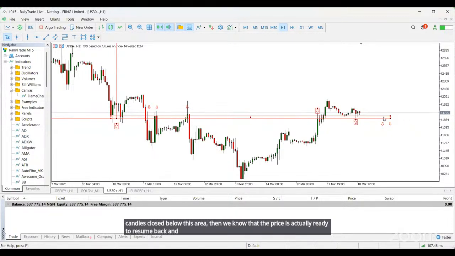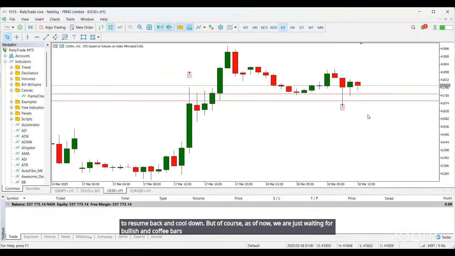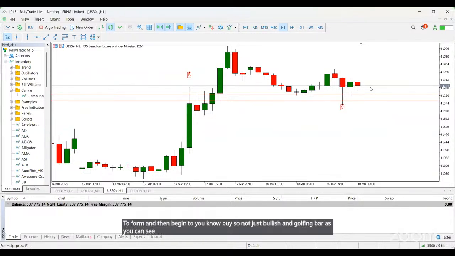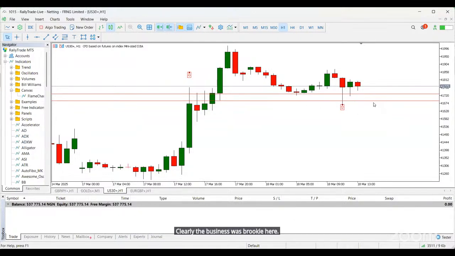But of course, as of now, we are just waiting for bullish engulfing bars to form, and then we begin to buy. Not just bullish engulfing bars, you may see a doji that sits on this support, then we'll begin to look for buys. But clearly the resistance was broken here, so we expect that the price will continue to go back to the upside. Even though we have a hammer, the color could be an issue. So that's what I have for you on US30.